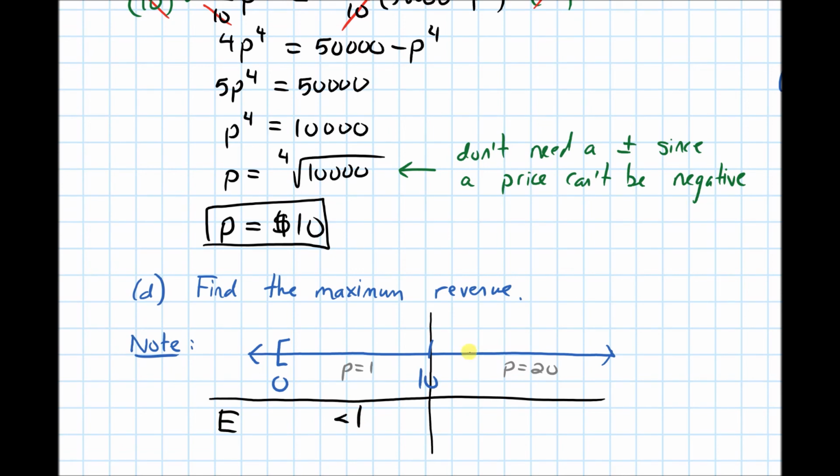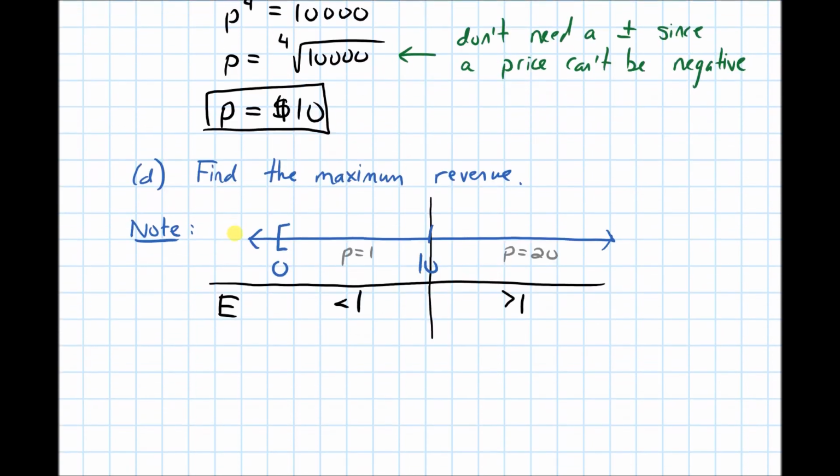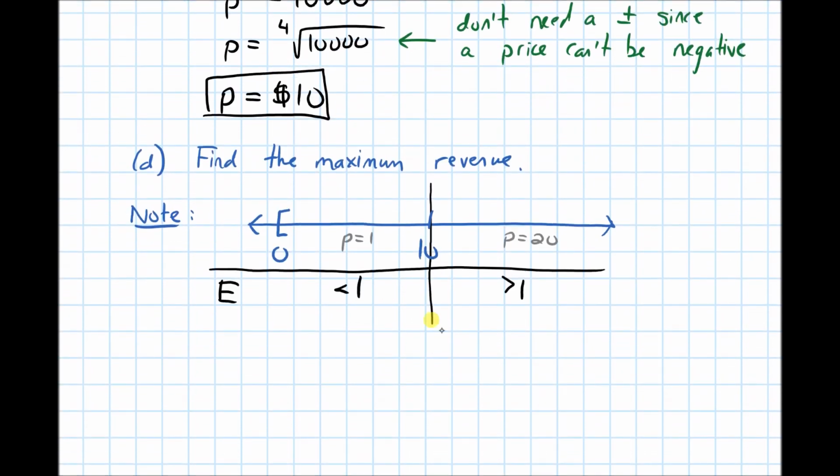When E is less than 1, that means this is inelastic. In other words, when we raise the price by a small percentage, the demand would drop by a smaller percentage. In other words, it's not very sensitive to changes in price. It is inelastic. So in this situation, raising the price increases revenue because overall, the percentage increase in price outweighs the drop in demand.